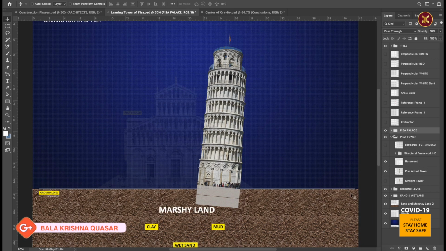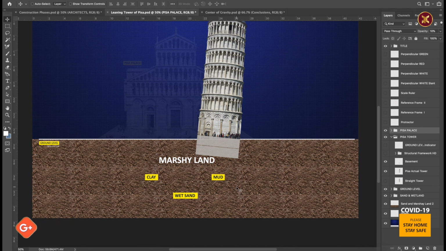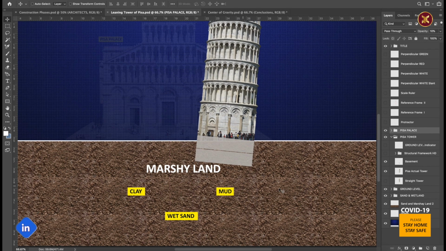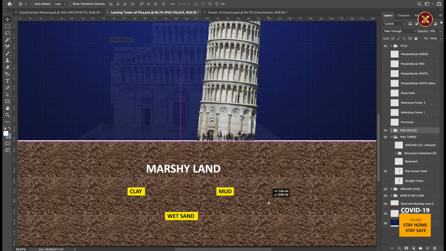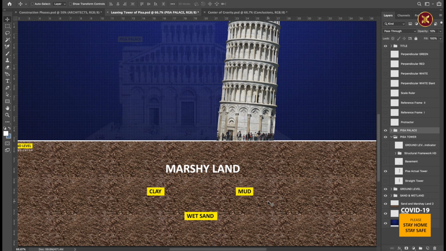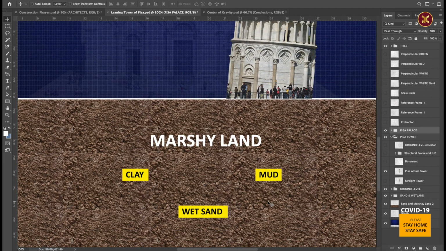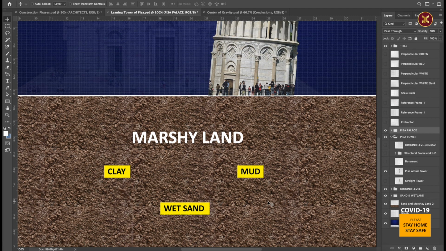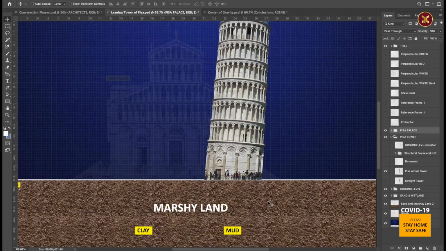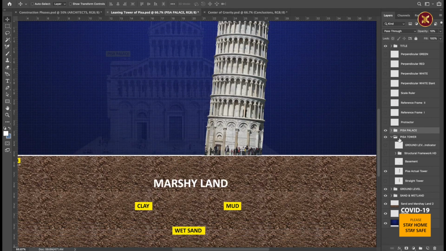The word Pisa comes from a Greek word which means marshy land, which is a combination of clay, wet sand and mud. The engineers and architects, who were masters of their craft, knew little about the sand that they were constructing on. Because of this loose soil and marshy land, the tower started to lean. This is the main reason why Leaning Tower of Pisa is leaning.